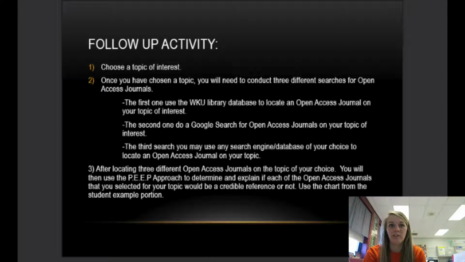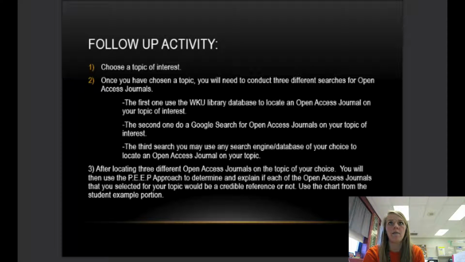Now that we have looked at what an open access journal is and how to determine if they are a credible reference using the 4-step PEEP approach, I would like for you all to do a follow-up activity like the 2 student examples that I did in this professional development video. So for this follow-up activity, you can choose a topic of interest, any topic that you want to reference or research on. That will be your first step.